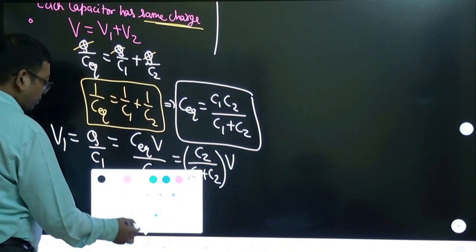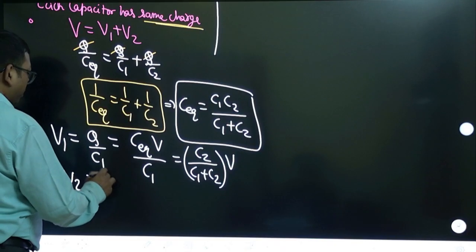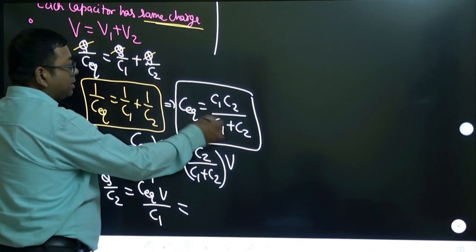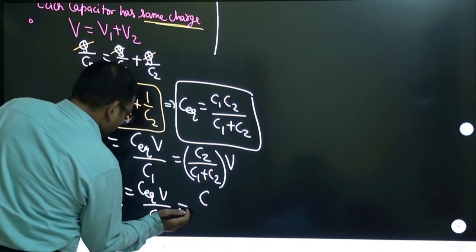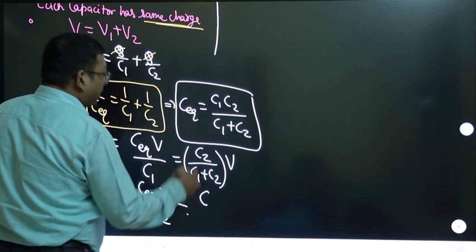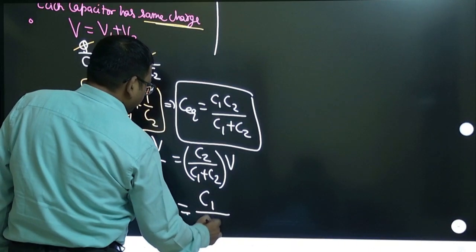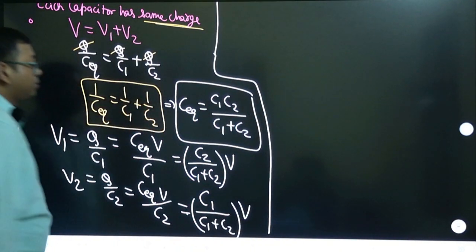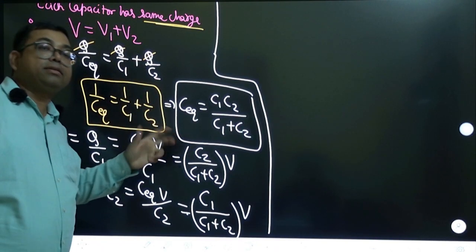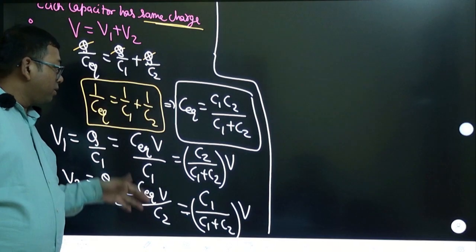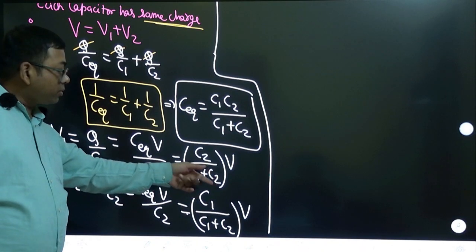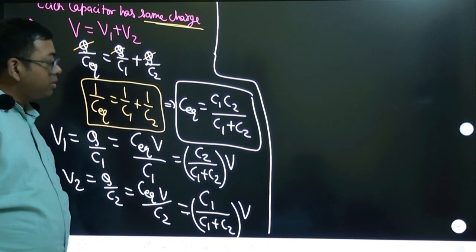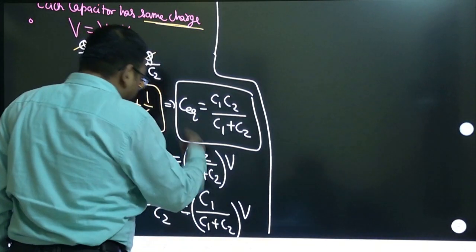Similarly, what will be V2? V2 will be Q by C2, and Q is C equivalent into V. Now C equivalent by C2 will be C1 by C1 plus C2 into V. Are you getting this? Yes. So this is how the voltage gets divided in series. We must remember this formula. V1 is C2 by C1 plus C2 into total voltage. V2 is C1 by C1 plus C2 into total voltage. This formula is very, very important. We'll directly use this formula. Okay, done. Series is over.